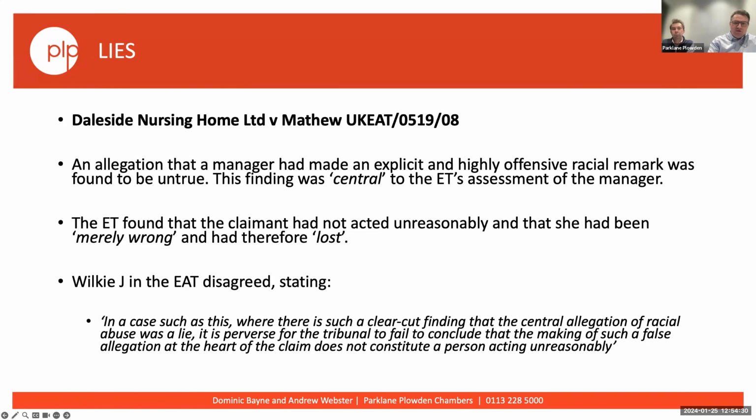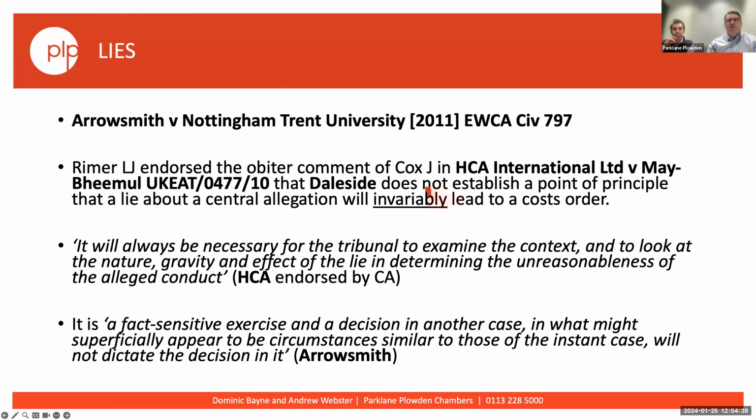Evidently, if there is a tangential lie, then the principle is less easy to apply. That case led to a lot of people making applications on the strength of allegations said to have been central that were found to be untrue, and there was a degree of rowing back from it. In Arrowsmith, Lord Justice Rimmer endorsed an obiter comment of Mrs. Justice Cox made in XCA, which was not a case about lies. For what it's worth, she was making some general observations in the context of an application in relation to credibility grounds, but nevertheless, she strayed into this territory, and Lord Justice Rimmer in Arrowsmith agreed with what she said.